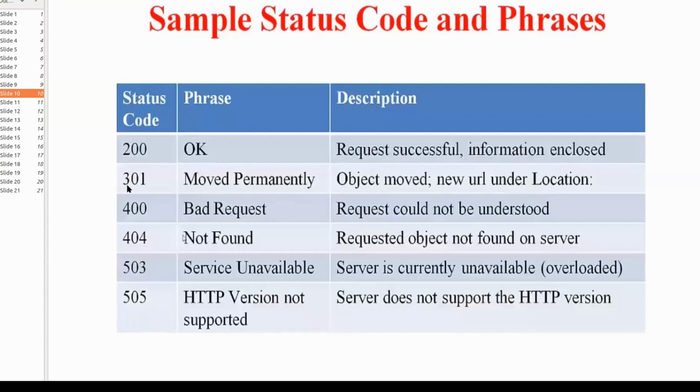Then sometimes it might happen that whatever object you want to download, whatever path you have specified, that object is no more available in that path; rather, it has been moved to a different path. In that case, if you request a particular object, the server will respond with a status code of 301. That means the object has been moved permanently. Along with that, it will also tell you the new location of the object, from where you can fetch it. That is the status code 301.